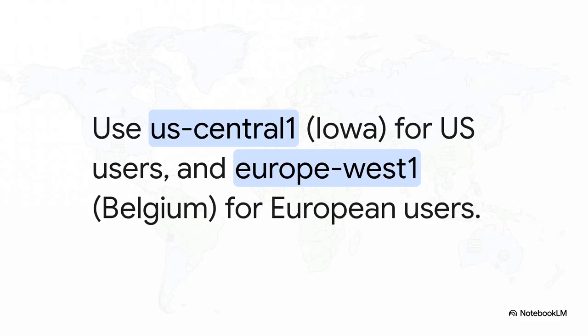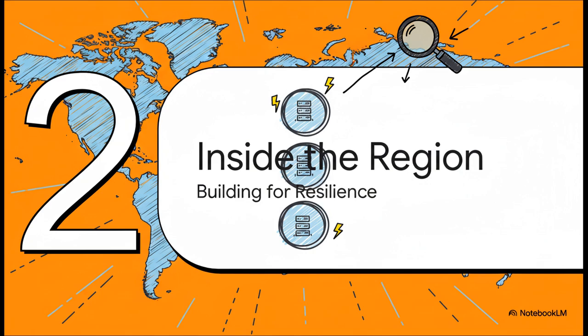And look, these aren't just abstract concepts on a slide. They're actual places with real names. So, going back to our original problem, it's simple. You'd spin up your app in US Central 1 for your user in Iowa and Europe West 1 for your user in Belgium. Just like that. Problem solved. All right, so we've got our big continental hub set up.